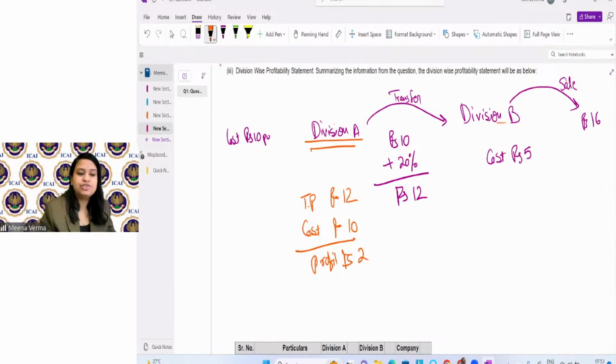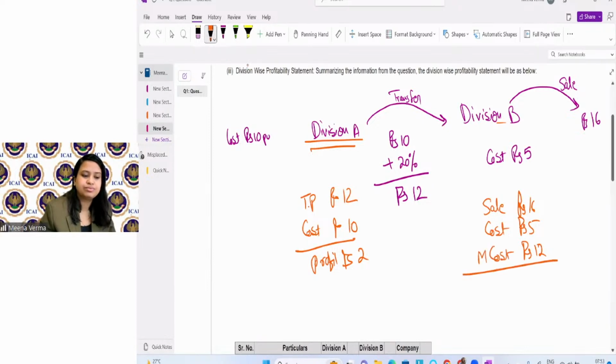Achha. Now division B is selling the goods at rupees 16. What is their cost? Their cost is rupees 5. And what they are paying to division A will also be their cost. They're paying 12 rupees for the goods they have received from department A. This is their material cost. So this is their cost.